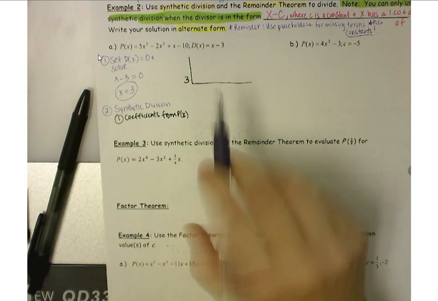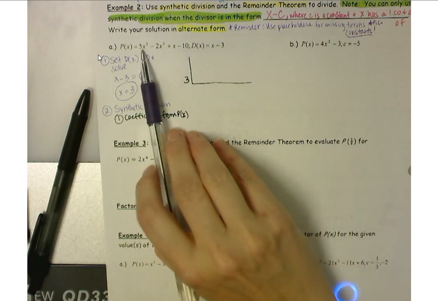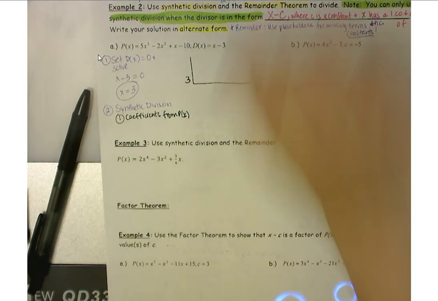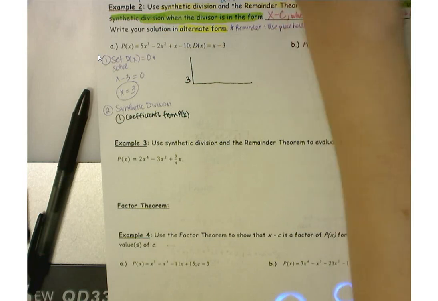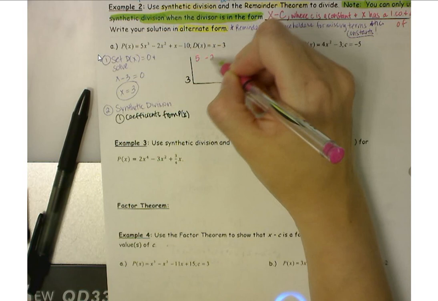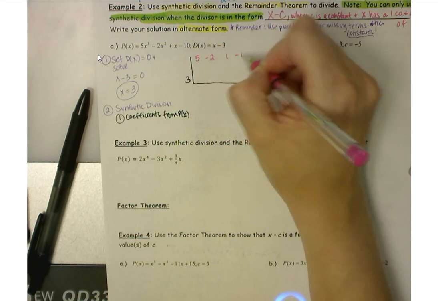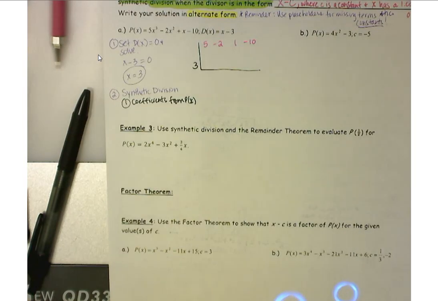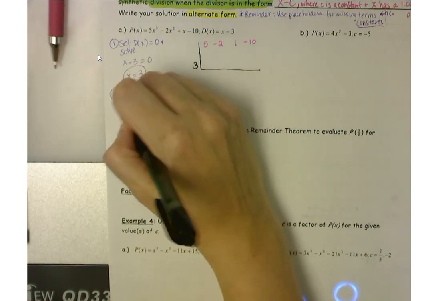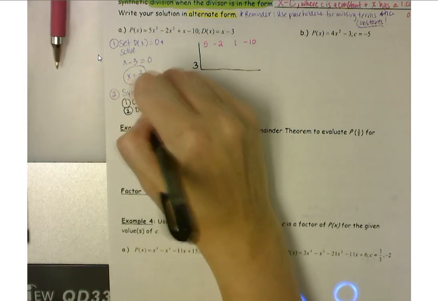Okay, so let's check to see if I have any missing terms. So I have x cubed, x squared, x, and then my constant. So am I good for this one? Yes. Okay, so I'm going to have 5, negative 2, 1, negative 10. After you have your setup, you are always going to drop the first coefficient.